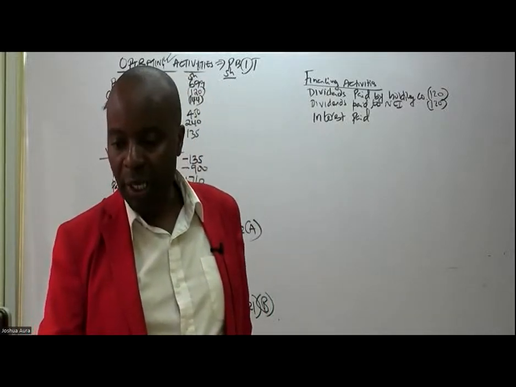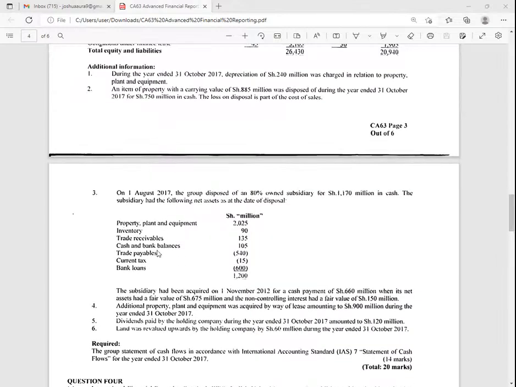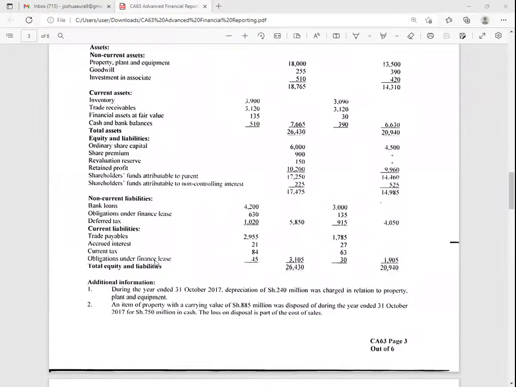Look at the interest obligation. Fortunately, I've been able to see here on note number 3, we don't have interest there. So for the interest obligation, I can see the accrued interest here. I can see 27 versus 21. So interest paid, this is quite easy.